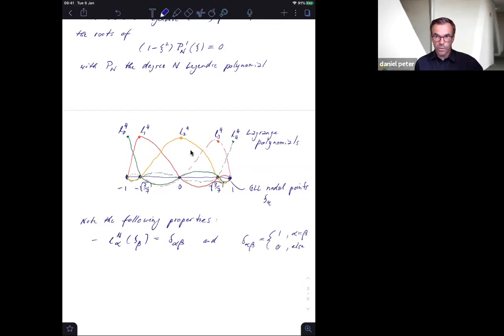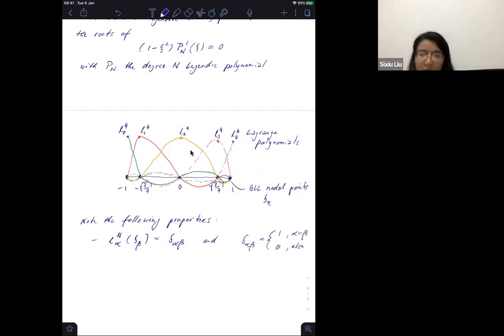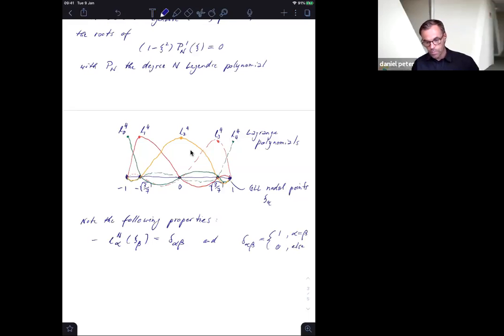Have you seen this before? I think it's in the FEM homework, right? We had this before, yes. So it's called the Kronecker delta function.